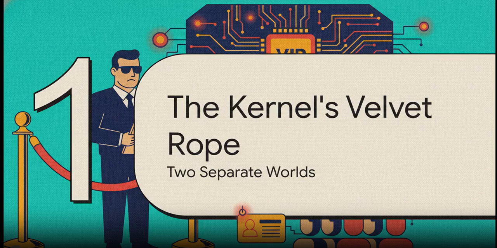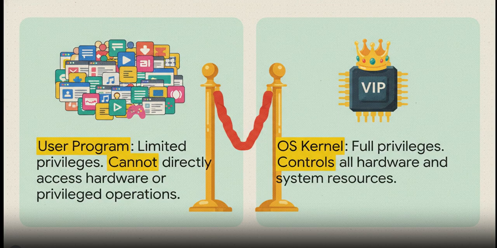The best way to understand how your computer stays stable and safe is to picture it not as one big open space, but as a really exclusive club with a very, very strict VIP section. So, on one side of that velvet rope, you've got your everyday apps, your web browser, your games, your music player. They all live in what's called user space. They have very limited privileges, and they are absolutely not allowed to touch the hardware directly.